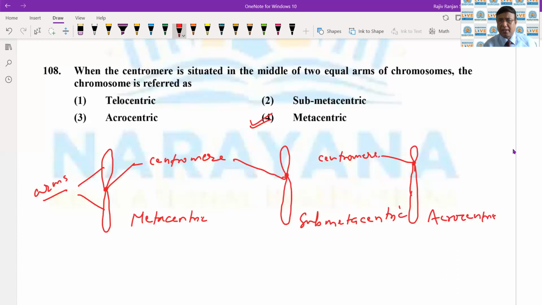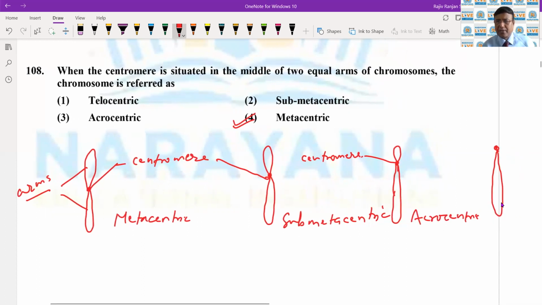And lastly, if the centromere is at just one end and there is only one arm, the other arm almost too diminished to be noticed, this condition is called the telocentric condition, as we can see here. This is the centromere. The centromere is at one end, and this is the only arm, a very long arm. So this condition is called the telocentric condition.